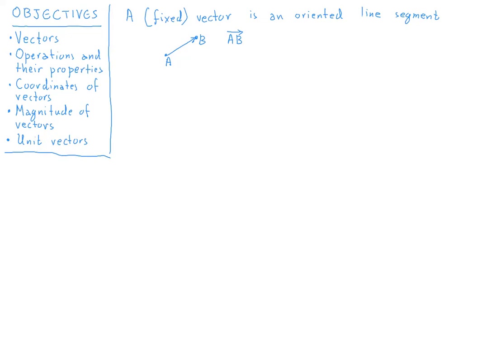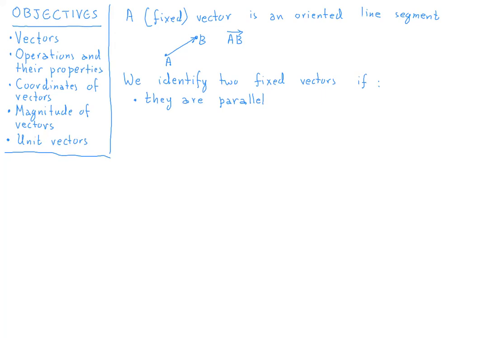So in general, though, in this course, we're going to talk about free vectors. In other words, we're going to identify two fixed vectors if they share three characteristics. First, they're parallel. So if you extend the vectors to get lines, those lines are parallel, they never meet.